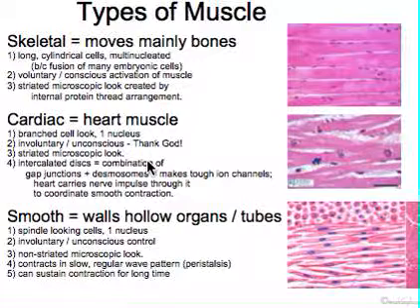And that's a really good thing, because you don't want to have to think about pumping your blood around the body. It just needs to happen. They're also pretty striated the way they look, because the internal arrangement of the muscle is quite similar to the skeletal muscles, but they have these intercalated discs. And we talked about them. They are combinations of gap junctions and desmosomes.